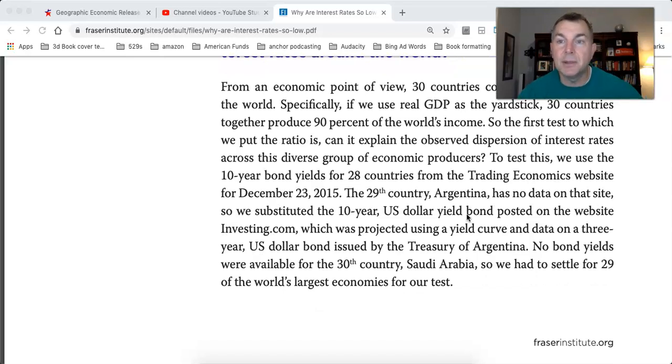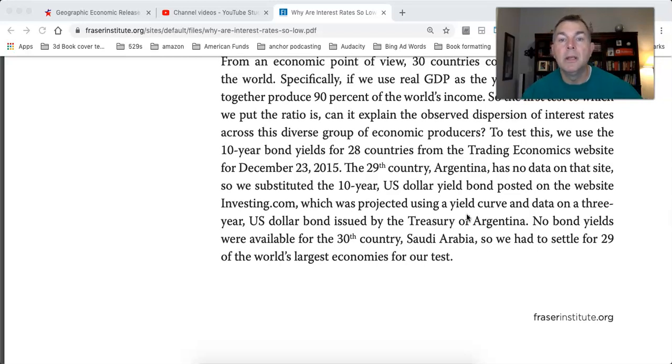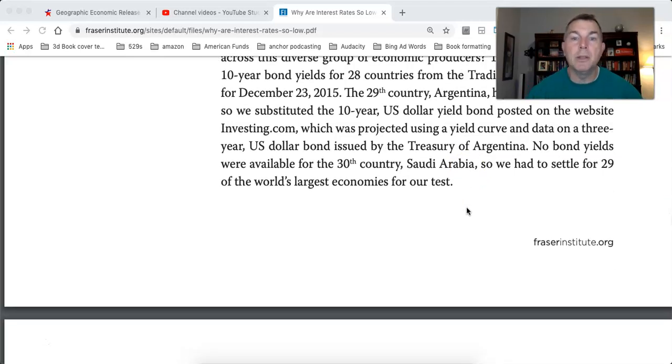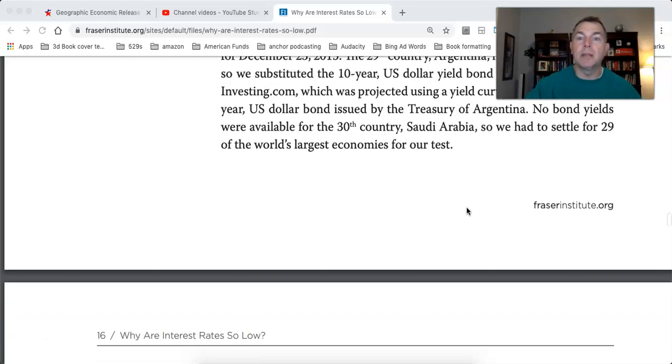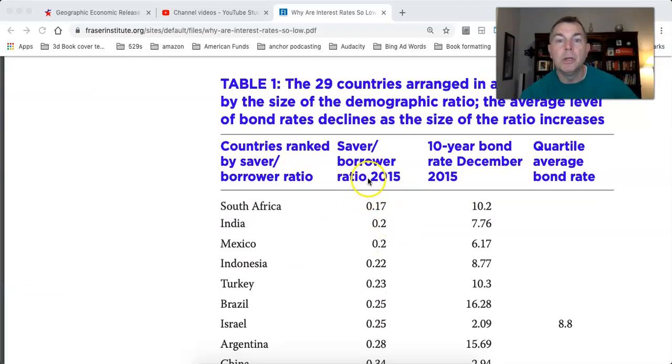So the first test is whether the ratio can explain the observed dispersion of interest rates across this diverse group of economic producers. To test this, we use the 10-year bond yields in 28 countries from the Trading Economics website, dated 23 December 2015. The 29th country, Argentina, has no data, so we substitute the 10-year U.S. dollar bond posted on the website investing.com, which is projected to use the Treasury of Argentina bond. No bond yields were available for Saudi Arabia either, so we only had it settled for 29 of the 30 countries. And you can see here the saver to borrower ratio, 2015.